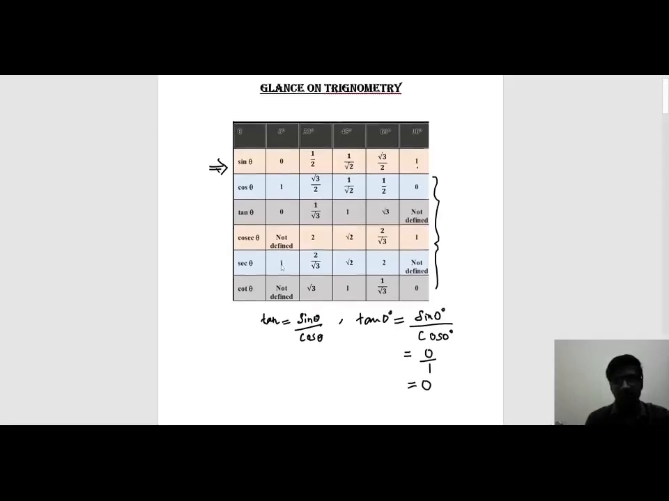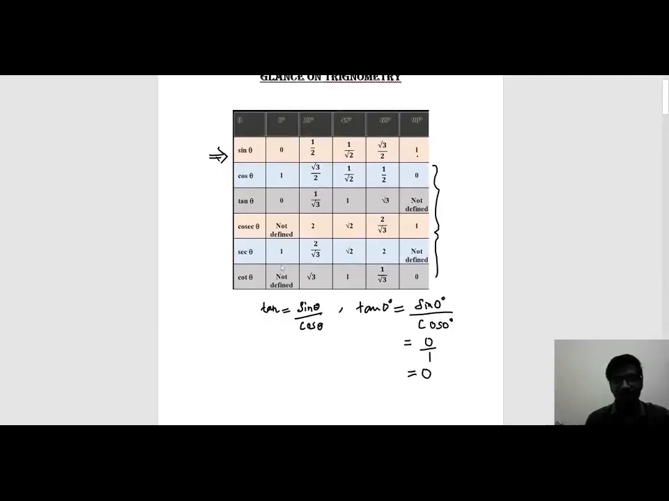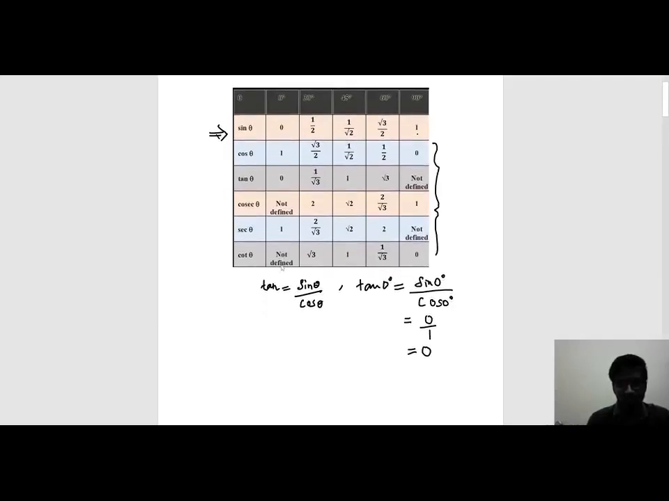Then for cosec, for getting the value of the fourth row, cosec is nothing but 1 by sine. It is the reciprocal of sine. So cosec theta is equal to 1 by sine theta.